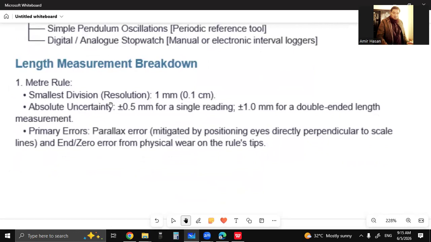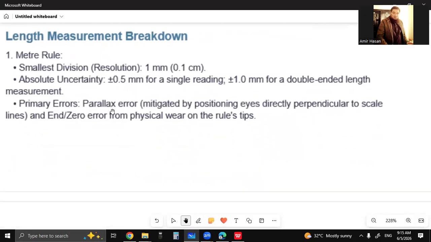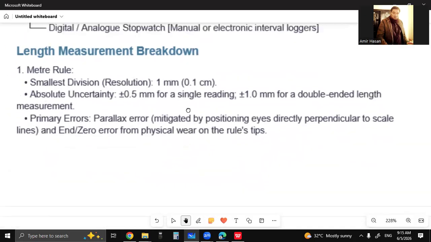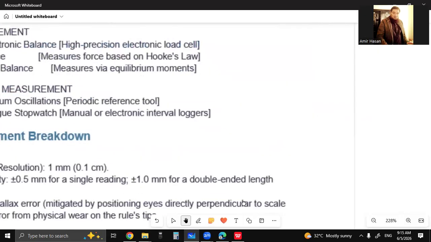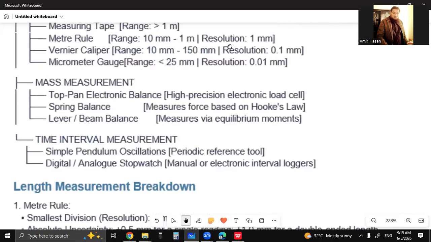These are the readings belonging to the meter rule. Smallest division is 1 millimeter, and the absolute uncertainty is half of the smallest division, 0.5 millimeter. Now we come towards the errors. What is the primary error? Parallax error is mitigated by positioning the eye directly perpendicular to the scale line, and zero error comes from physical wear on the rule stick. Basically, the primary errors are the parallax error and zero error. These errors are also present in the instrument we measure with.